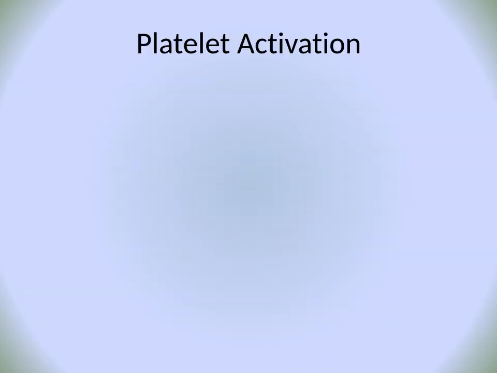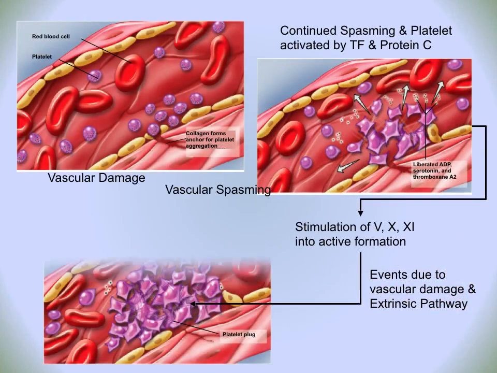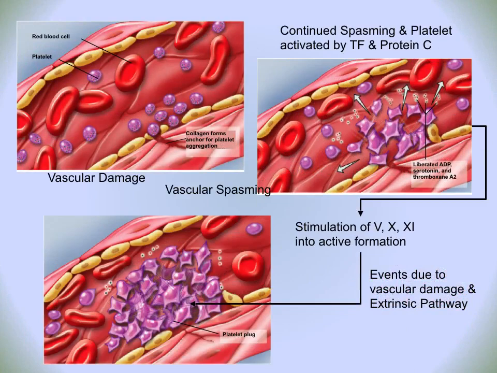So let's take a look at the platelet activation sequence now. With the platelet activation sequence, what we're going to see is some sort of vascular injury here. This vascular injury is going to induce vascular spasming, which triggers the release of C-reactive protein, as well as platelet activating factors, TF. This is also going to stimulate factors 5, 10, and 11, which is going to trigger the extrinsic response. So that's the extrinsic response.